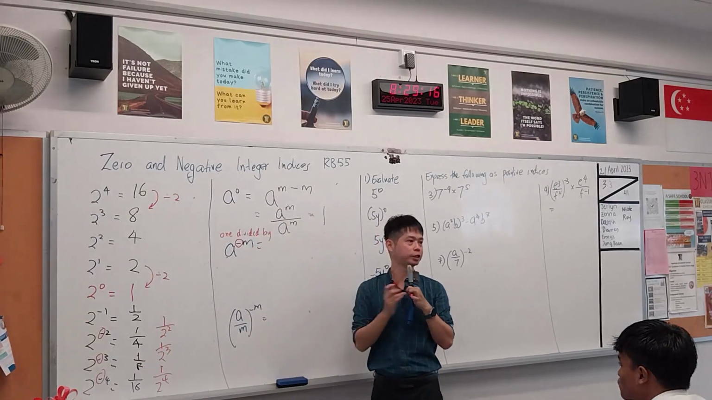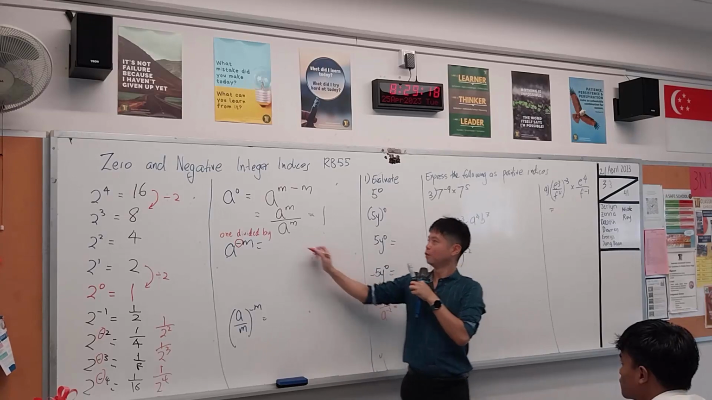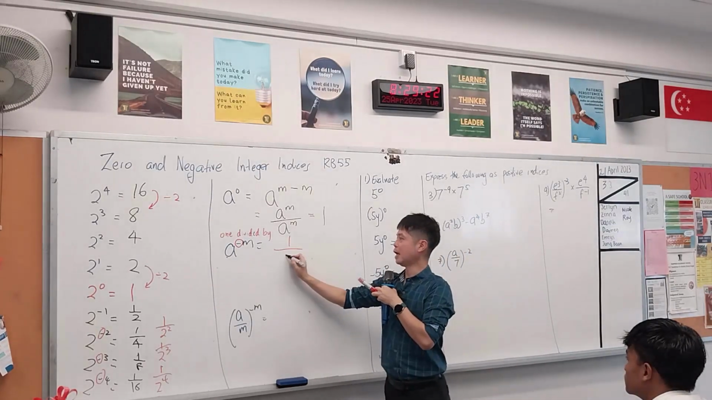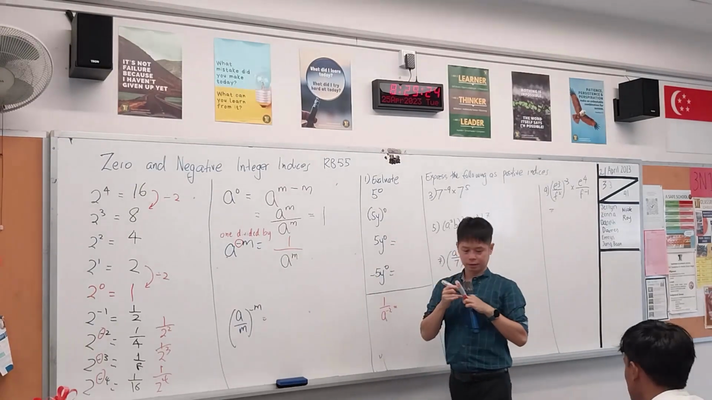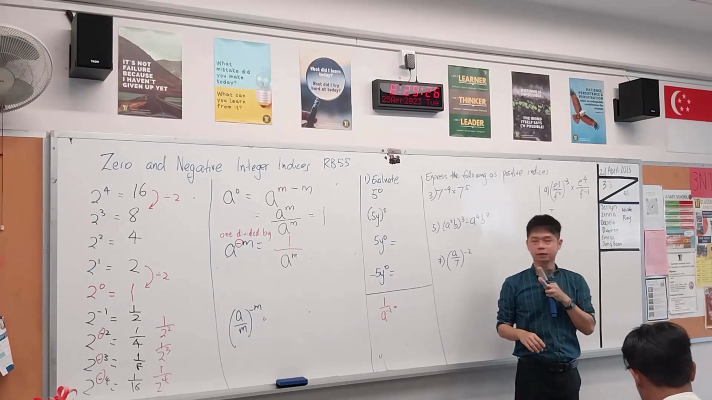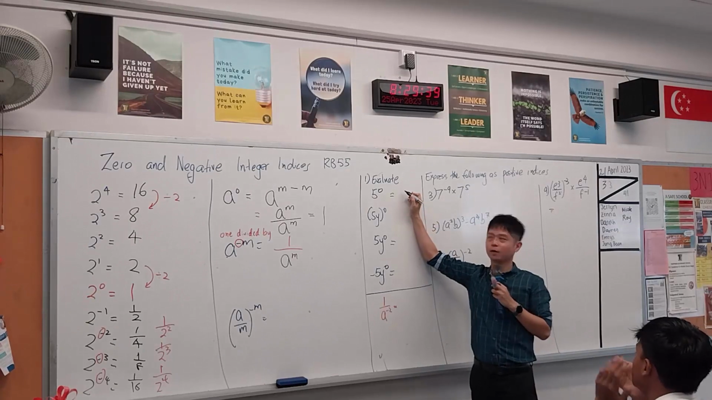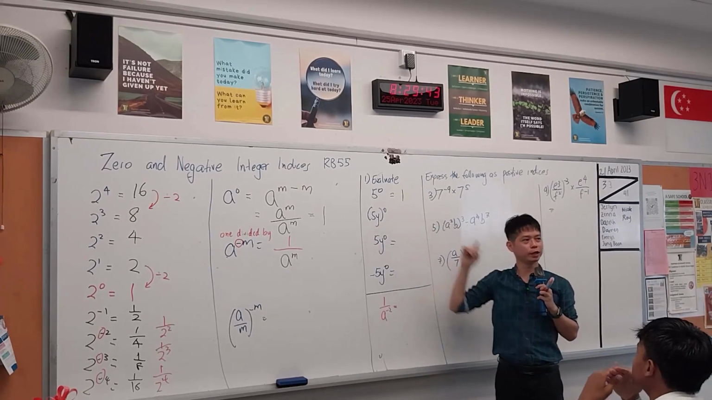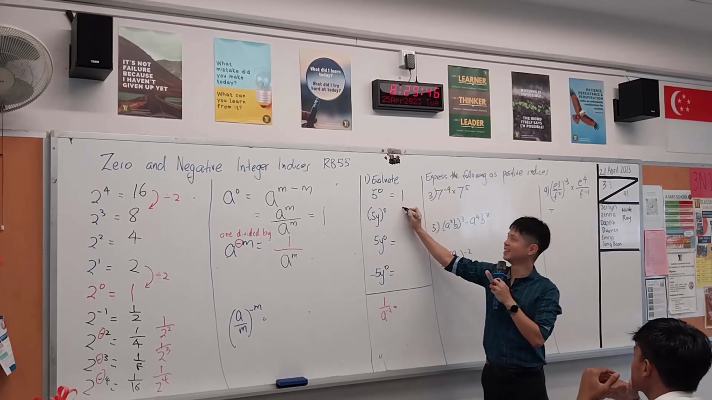Now, what do you think I will change this to? 1 divided by a power m. Alright, so that is the next law of indices. 5 power 0 is 1. The whole thing, 5y power 0 is 1.